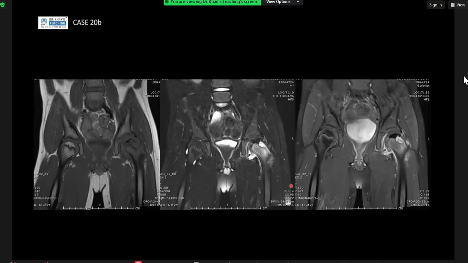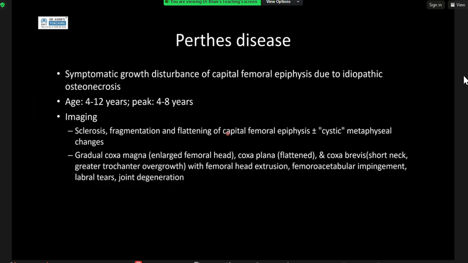The only thing here was that we did raise a possibility of infection just because it was at the metaphyses. You've got all these marrow signal changes as well. However, this is on the background of Perthes disease or avascular necrosis of the femoral head epiphysis. The only caveat to this was that the patient was very, very well. Okay, there's no systemic features of infection at all. And so what we have is actually cystic metaphyseal changes.